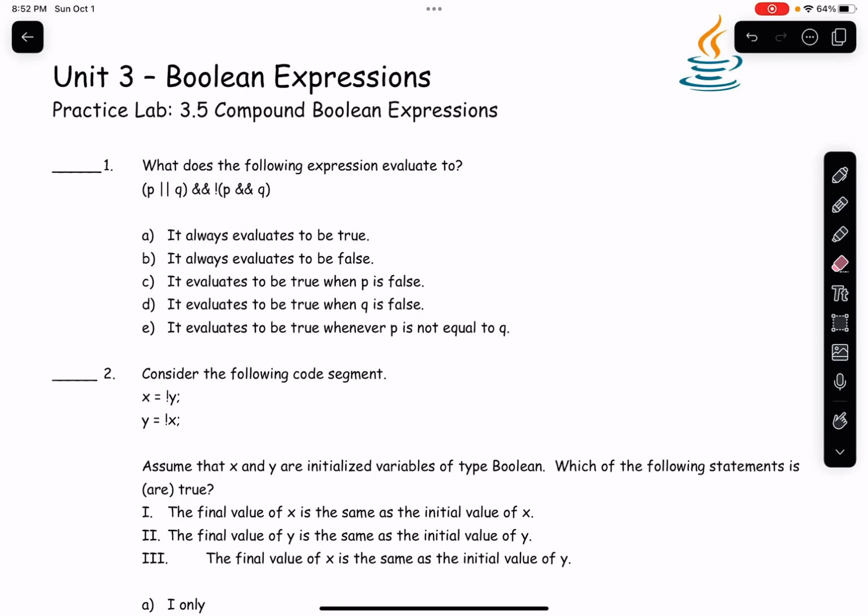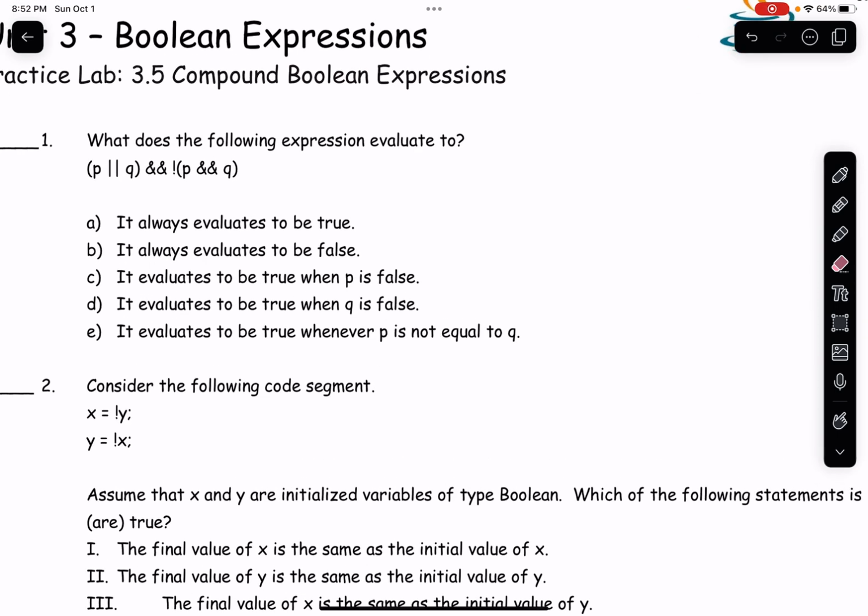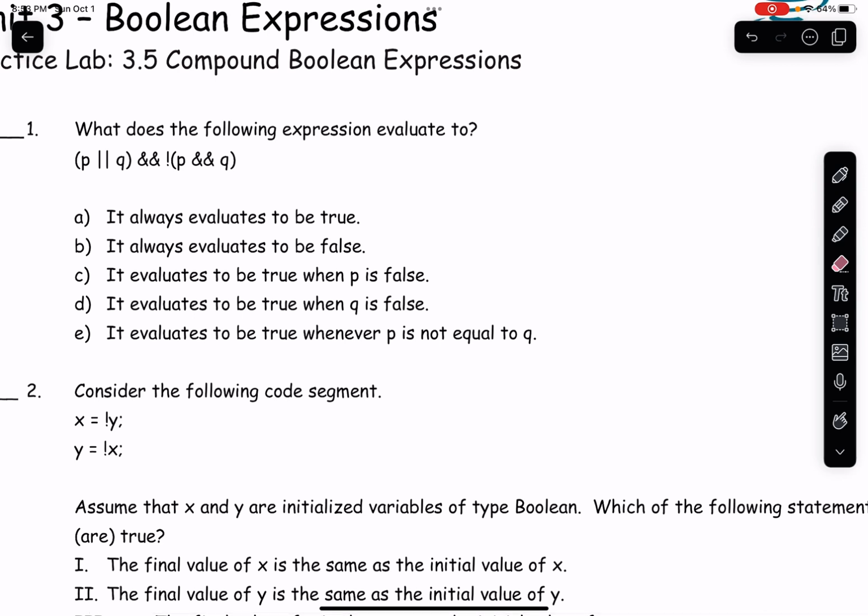Okay, class, I just wanted to work through the very first problem on your homework, just so everybody's on the same page. So the first question is, what does the following expression evaluate to? P or Q and not, and then P and Q. Now, you can answer this without values for P and Q, so you can't just go across and say, oh, that's true and that's false. What they want you to do is see what your truth table tells you it does.